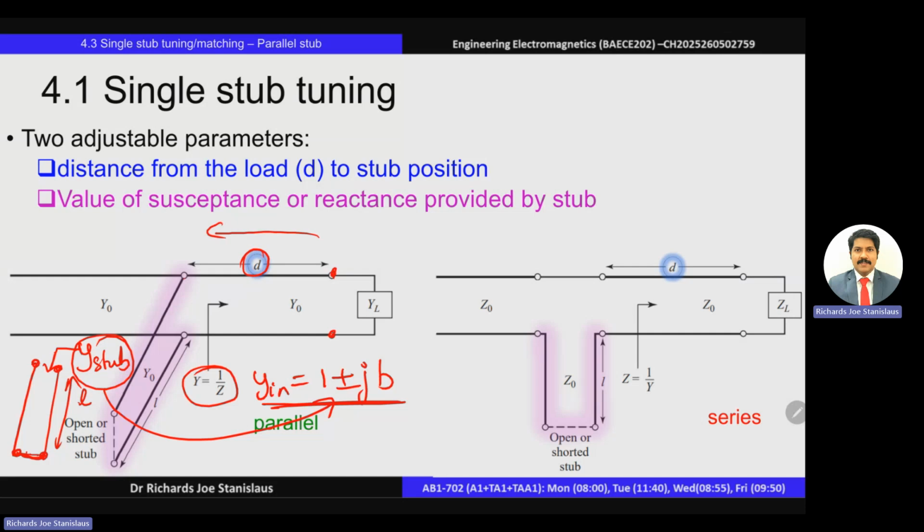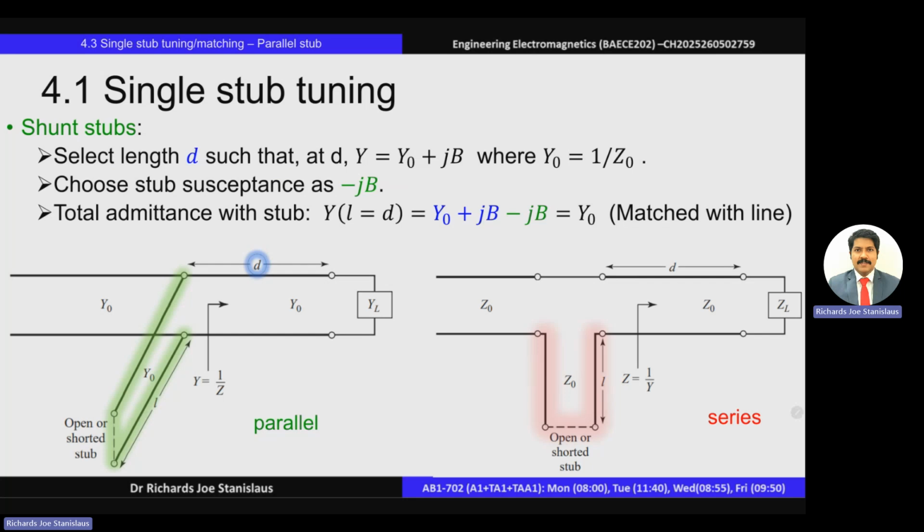So that is the basic concept. We'll go through this again in the steps. We'll select the length D such that from the load, we'll identify a point D where the normalized admittance will be 1 plus or minus jB. That can be the first step.